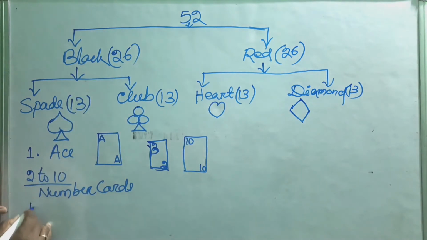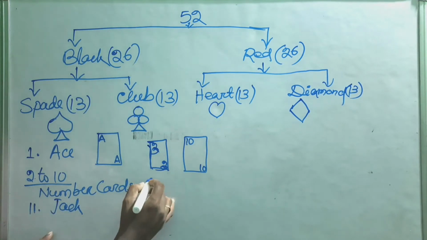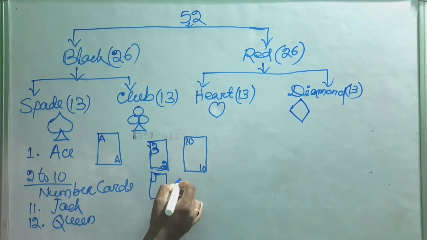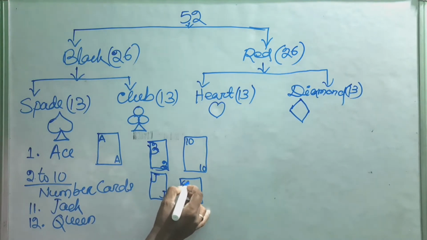Then the 11th card, out of the 13, is known as Jack. In the card it is represented like this, J. Then the 12th card is known as Queen. Queen is represented like this. Suppose this is a card and Q is written.